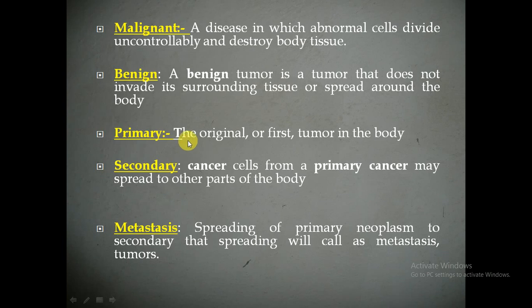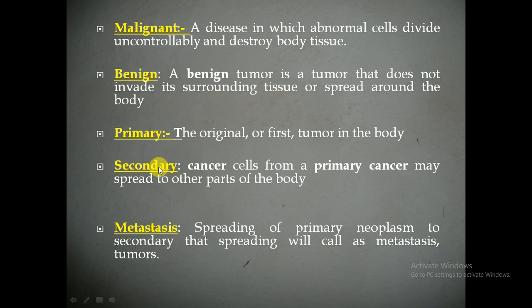And again we will see other types of the neoplasm. Primary neoplasm is nothing but the tumor from where it has started, that means in which organ it has begun. So the beginning part of the neoplasm, we'll call it a primary neoplasm.